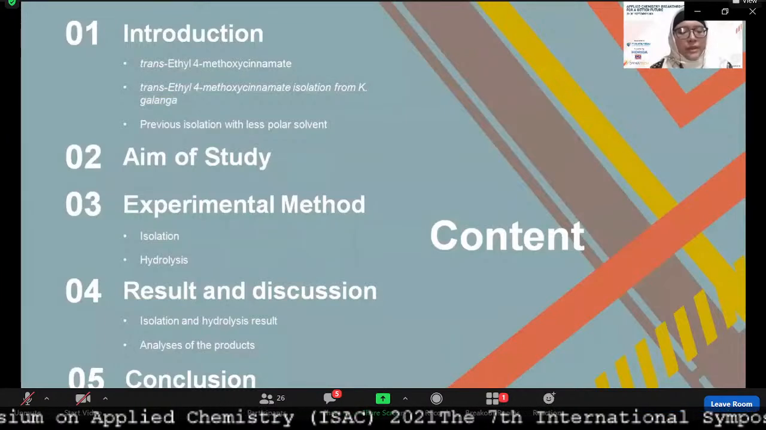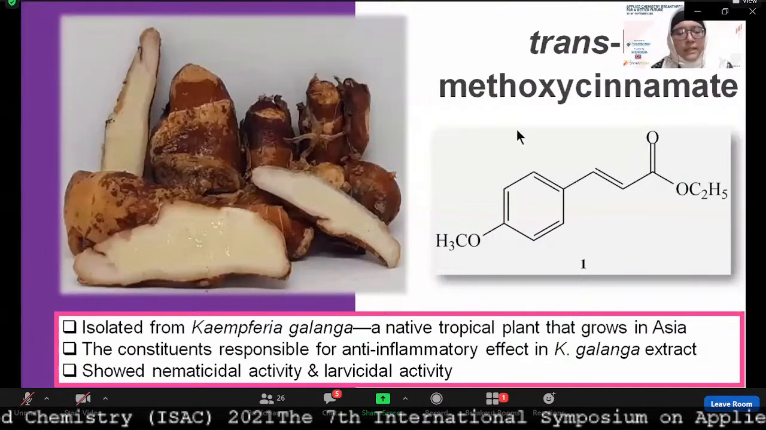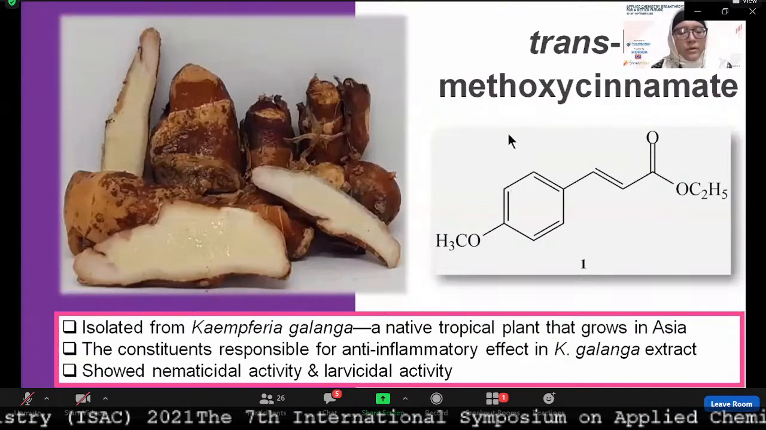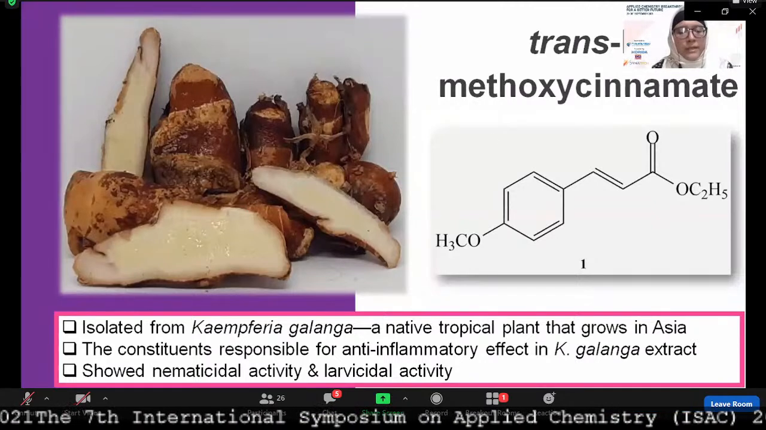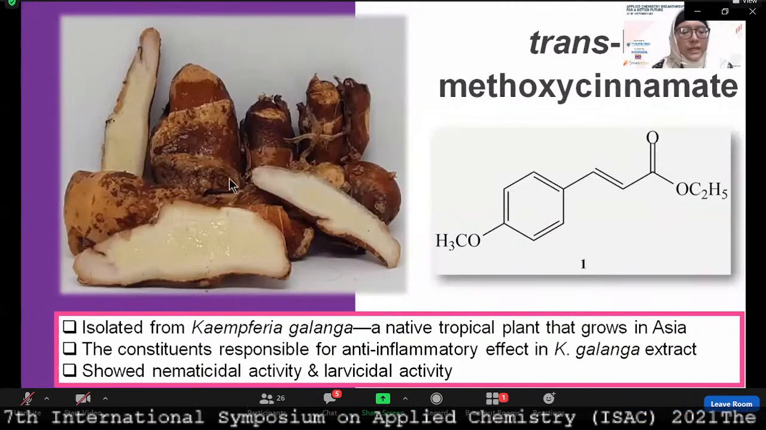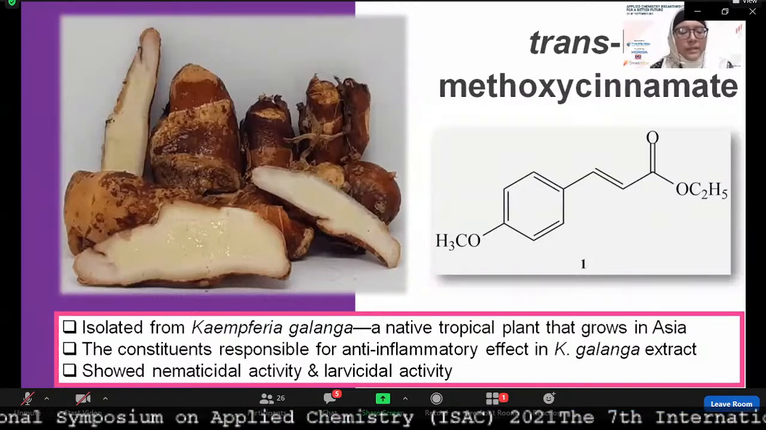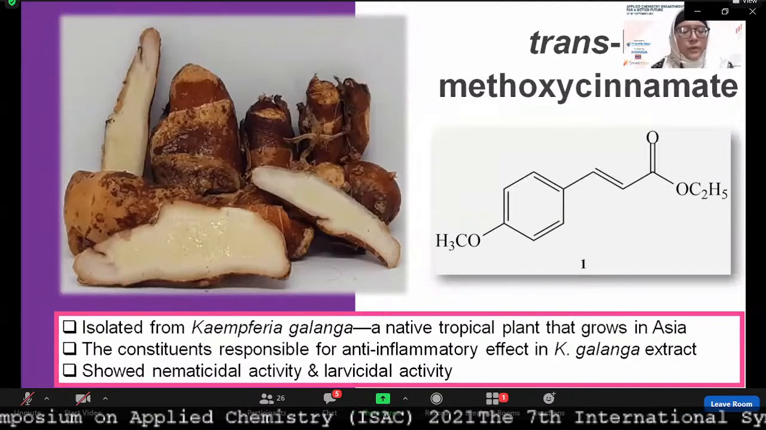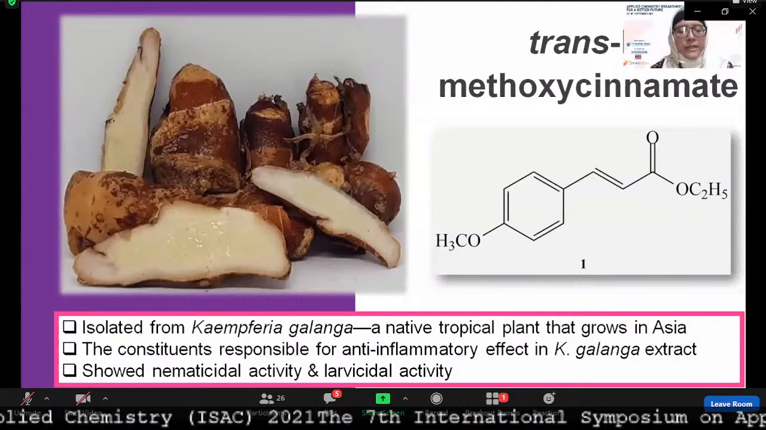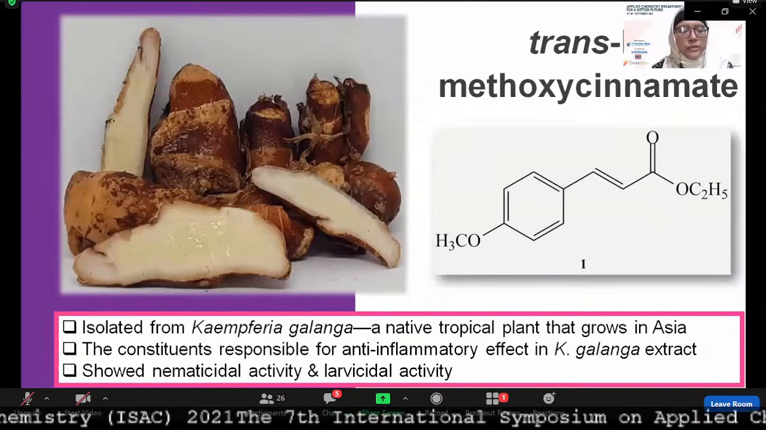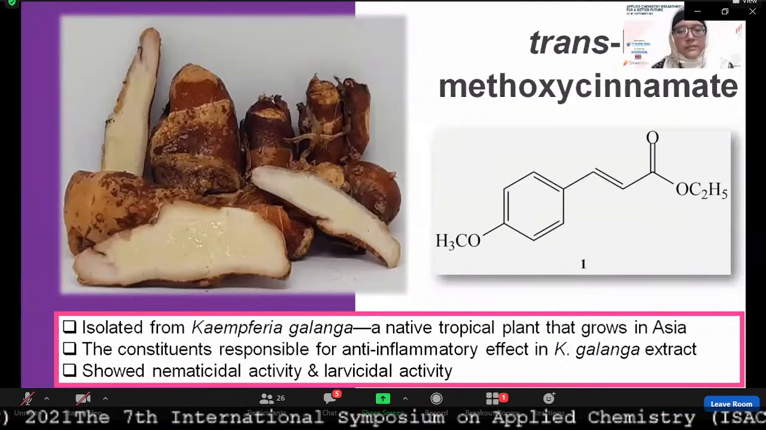The presentation is divided according to this session. Trans-ethyl 4-methoxycinnamide, or ethyl para-methoxycinnamate, is one of the major compounds isolated from Kaempferia galanga, a native tropical plant that grows in Asia. This compound is the constituent responsible for the anti-inflammatory effect in Kaempferia galanga extract and showed nematicidal activity and larvicidal activity.